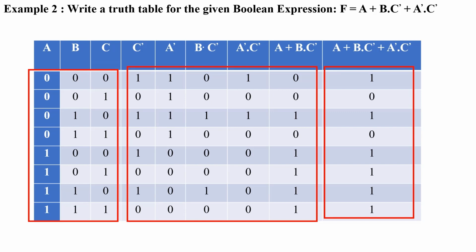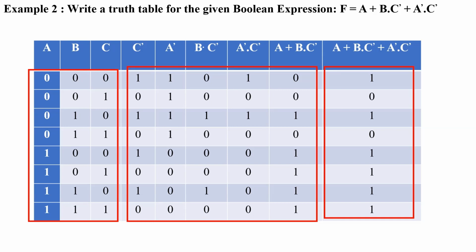Step 3. Fill in the input variable values. Write down all possible combinations of input variable values, starting from 0, 0, 0 and ending in 1, 1, 1, in each row of the truth table. Step 4. Perform the logical operations C complement, A complement, B dot C complement, A complement dot C complement and A plus B dot C complement, by considering the values zeros and ones written in each row for each input variable combination and filling the rows for these columns with zeros and ones.